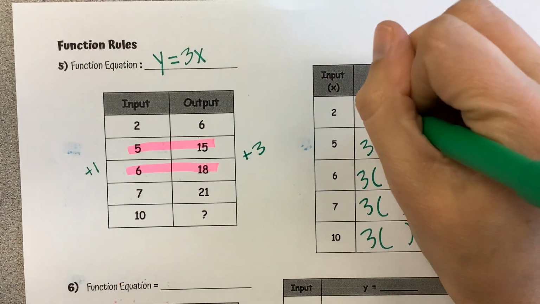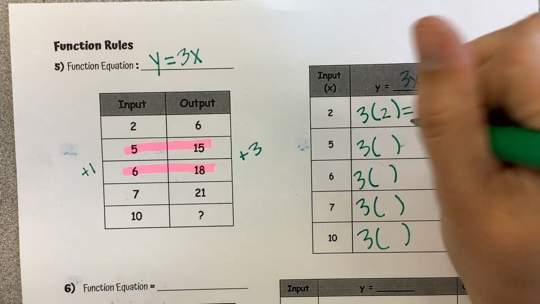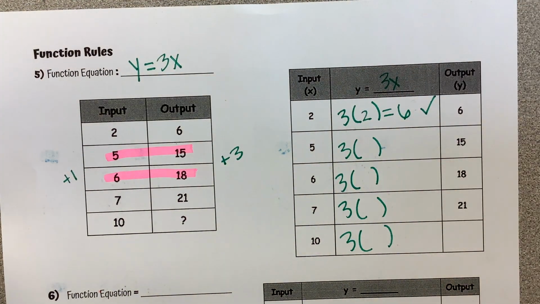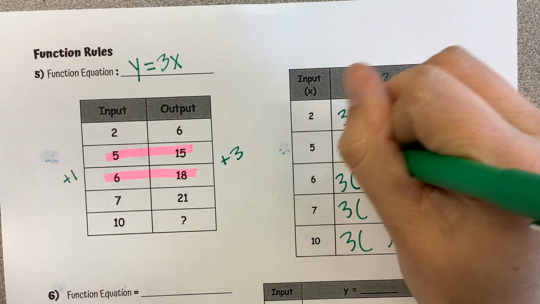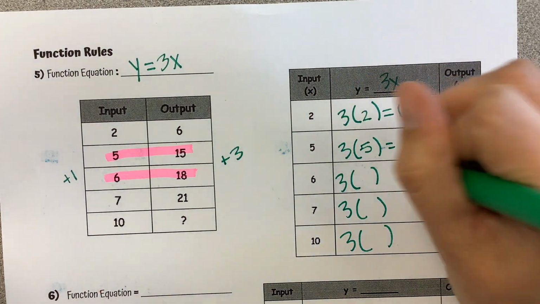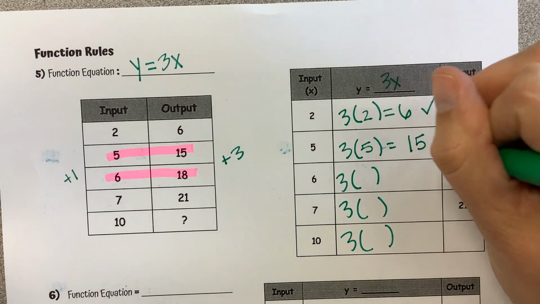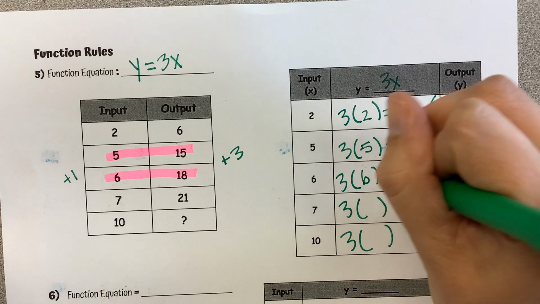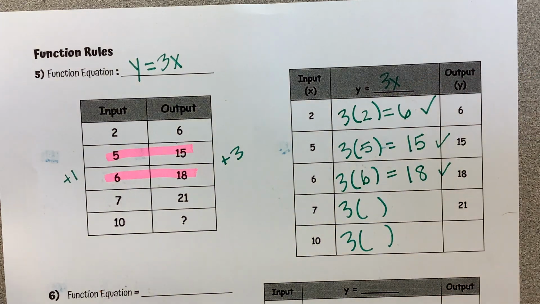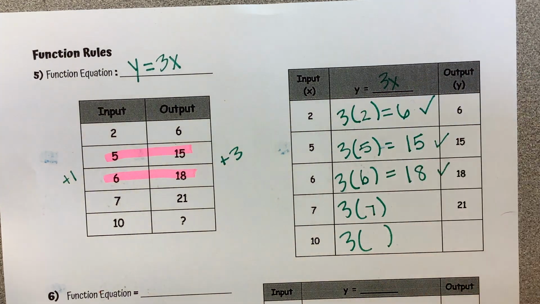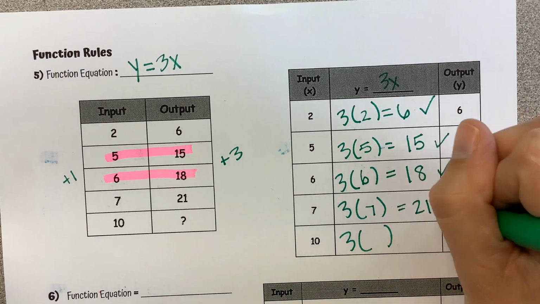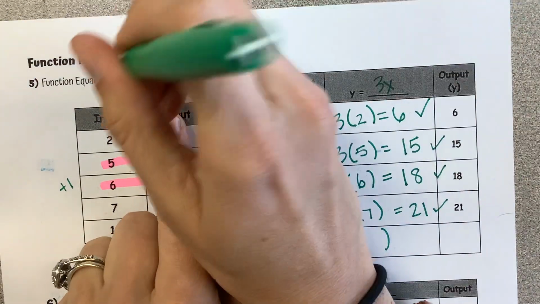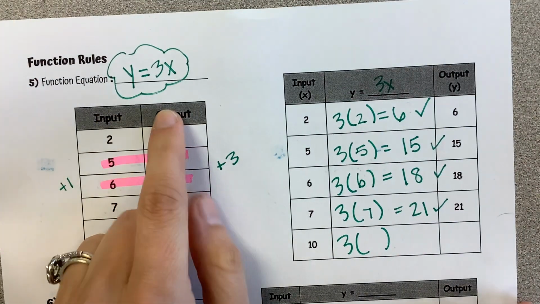So for the first one, we're plugging in 2. 3 times 2 is 6. Is that what my output was? Yes, that worked. Let's double check. 3, plug in 5. 3 times 5 is 15, which matches. Plug in 6. 3 times 6 is 18. That matches. Plug in 7. 3 times 7 is 21. That matches. So each time it matched, that tells me my equation is going to stay y equals 3x.